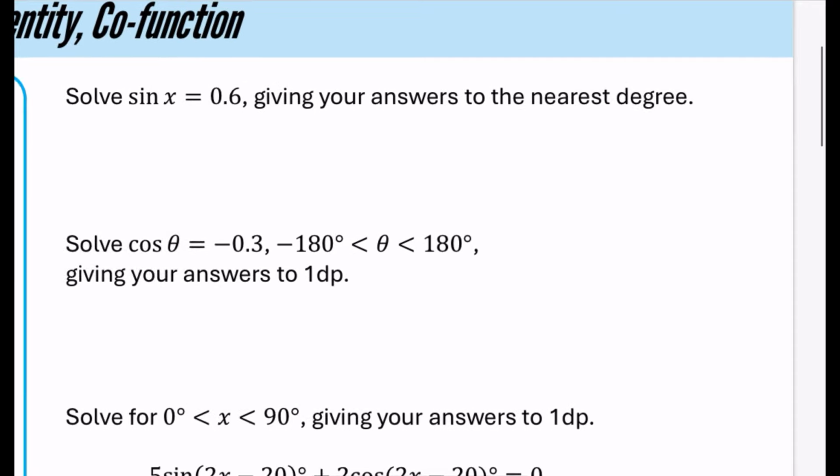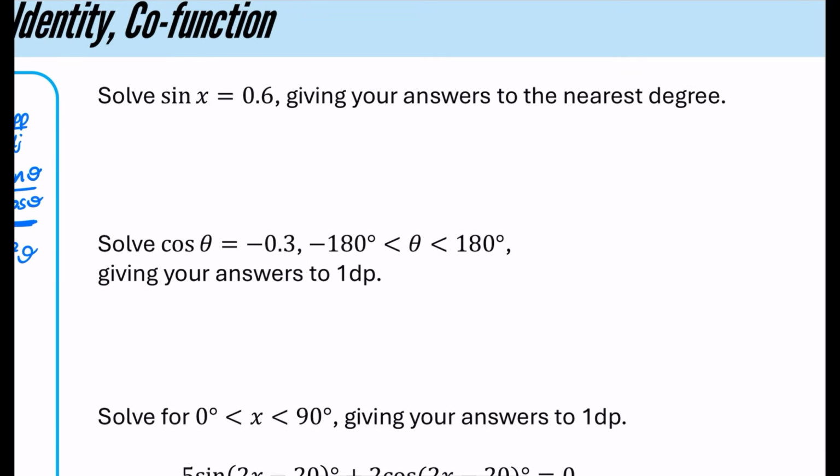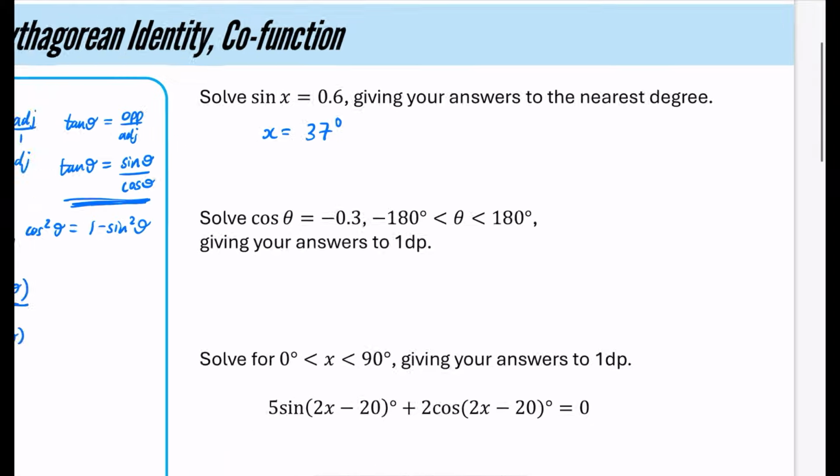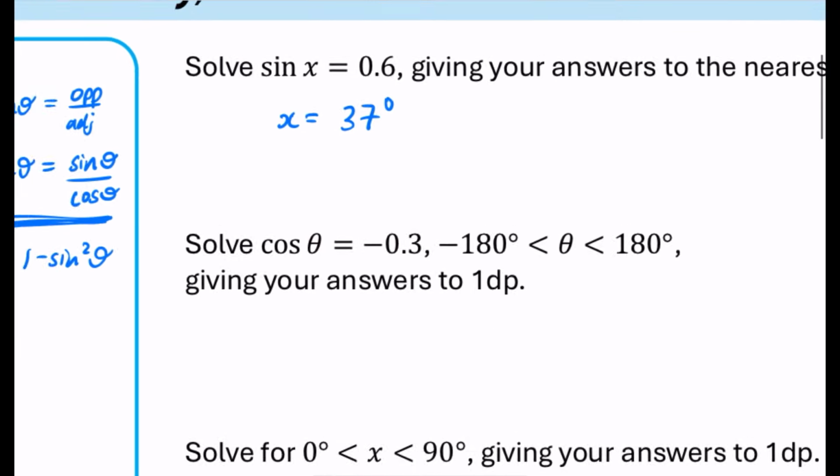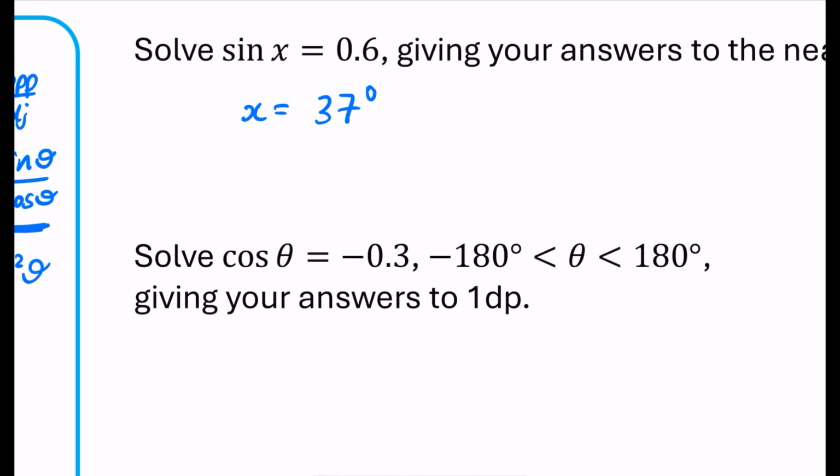So it says, solve sine x equals 0.6, giving your answers to the nearest degree. So obviously the first thing I will do is the inverse sine of 0.6, which I'm just going to do on my calculator. It's not going to give me an exact answer, but to the nearest degree, it gives me 36.869. So I'm just going to say that it is 37 degrees. And then do you remember for sine, we said the other one that you do is 180 minus theta. So on my calculator, I'll just do 180 minus the answer. And to the nearest degree, it is 143 degrees.